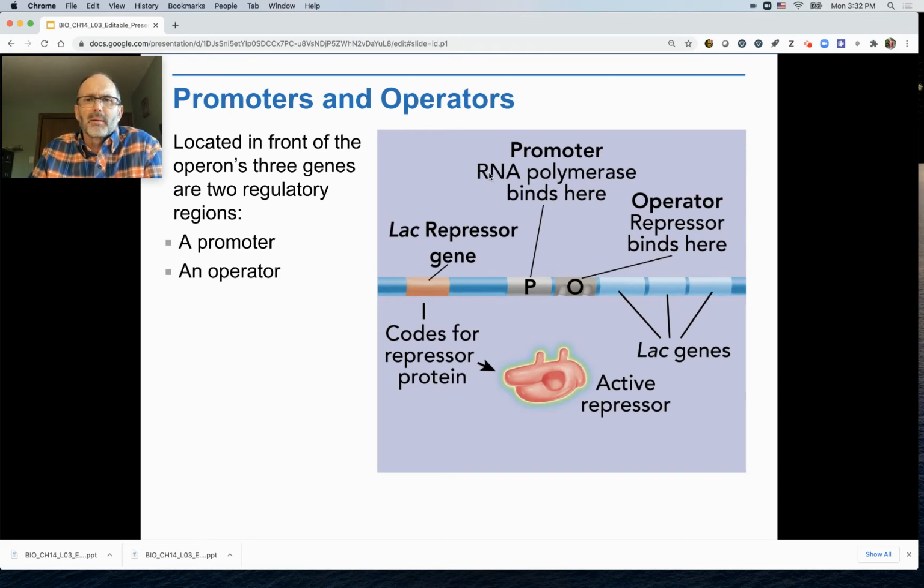And the RNA polymerase will bind here. So we know that RNA polymerase is what makes that copy of the DNA. The operator, whether it turns it on or off, is going to reside here. So if this repressor protein is in effect, it's going to stop that from working. And that's where the lac genes are, and those genes are the ones that produce the lactose-digesting proteins.